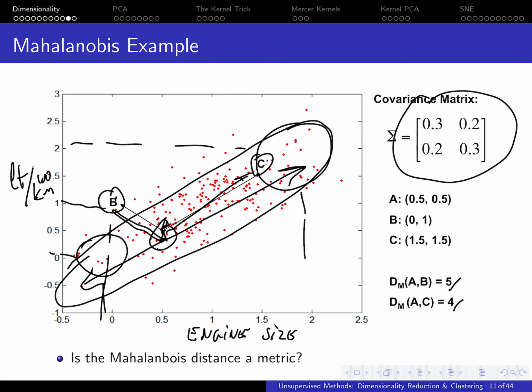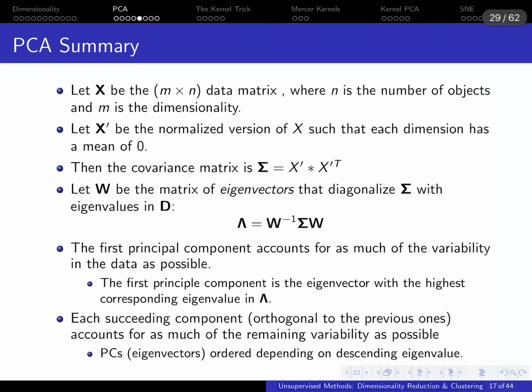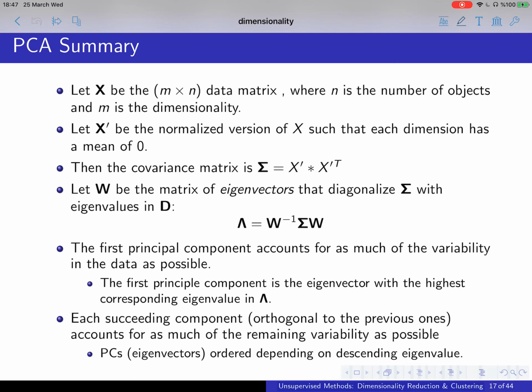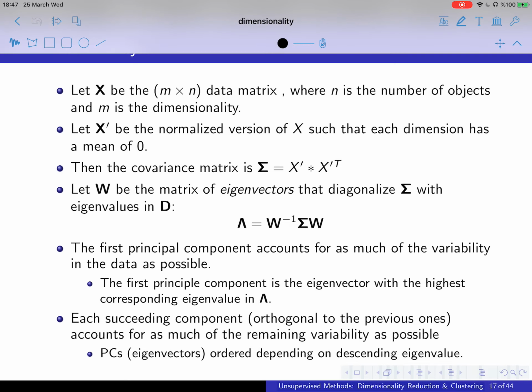If I just jump there, let's see if I can get this right. Yeah, in summary, if you had a data matrix X, which is an n by m matrix, n being the number of examples, the number of instances, and m being the dimensionality, the number of features. You can put those numbers obviously in this matrix X.